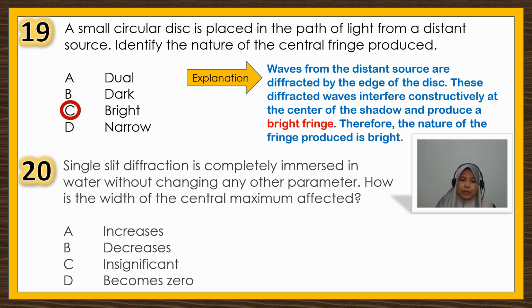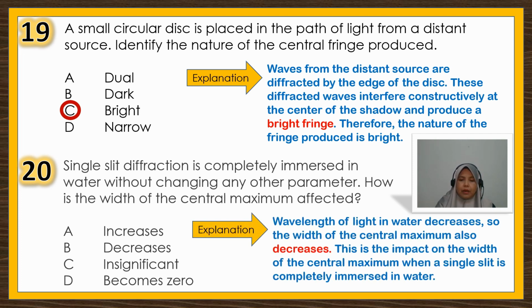For question number 20, a single slit diffraction setup is completely immersed in water without changing any other parameter. How is the width of the central maximum affected? We refer to the explanation, where the wavelength of the light in the water decreases. So the width of the central maximum also decreases. That's why the answer is B.